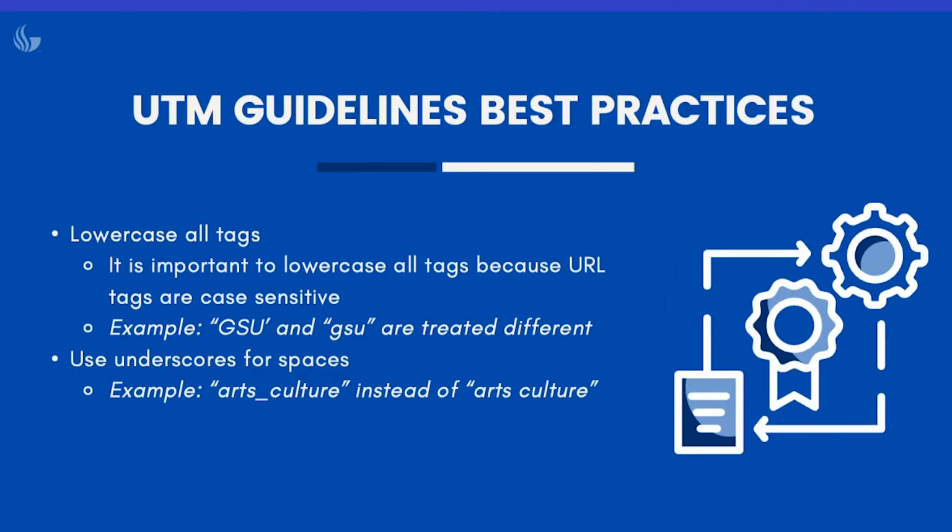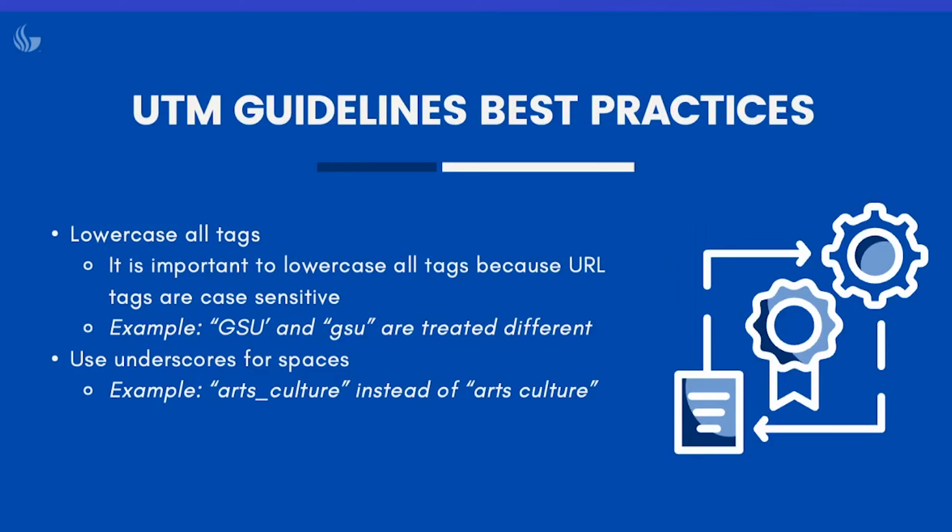Make sure to lowercase all your tags, because they're very case sensitive within Google Analytics. So if you put capital G, lowercase g, capital G, lowercase su, it would be different from all lowercase gsu. So make sure to lowercase all your tags, and also make sure to use underscores for your spaces. So it will be arts underscore culture as opposed to art space culture.